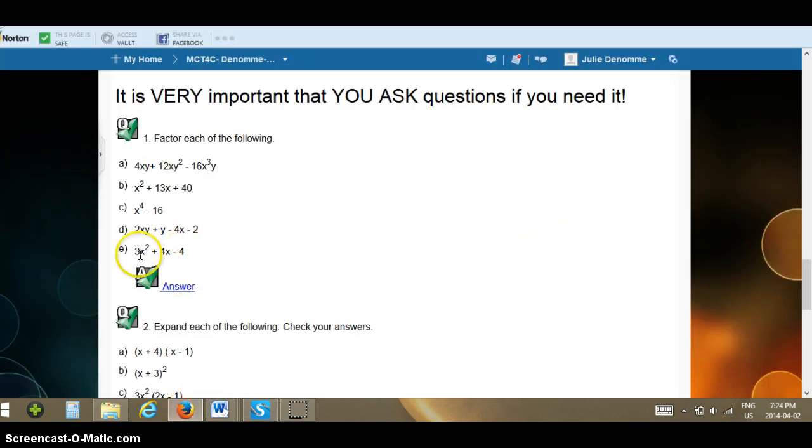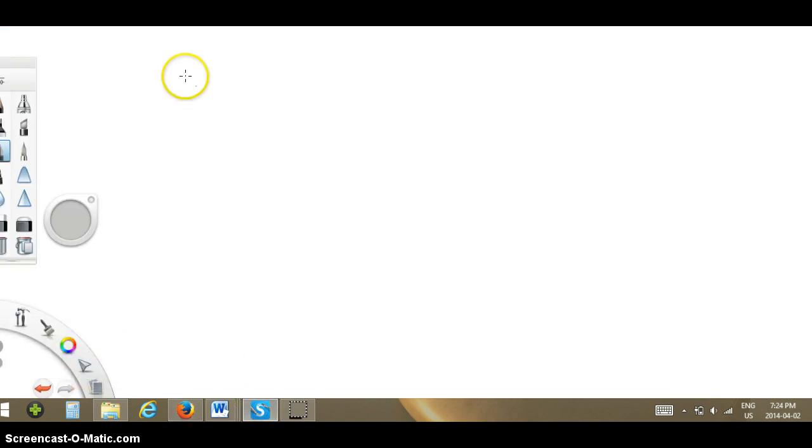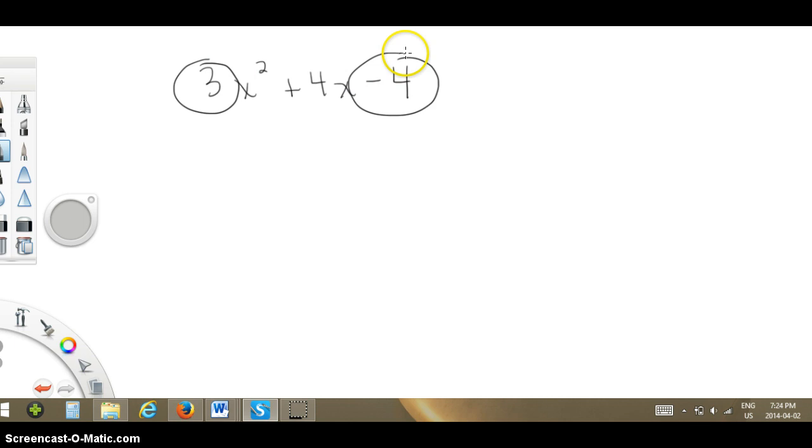So the last one we've got is a complex trinomial factoring, 3x squared plus 4x minus 4. So in this case here, we have to look for a number that multiplies to negative 12 this time, but adds up to positive 4. So don't forget the number in the front. So 3 times negative 4 is negative 12, and the number in the middle is positive 4.